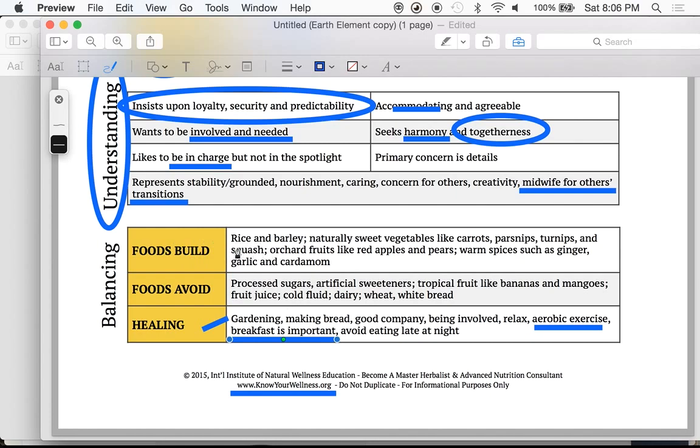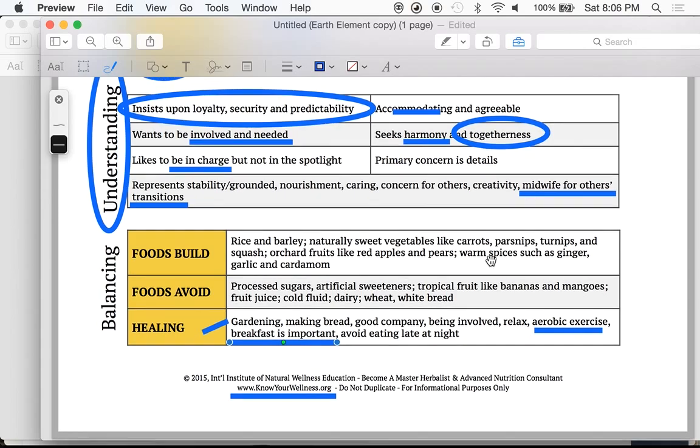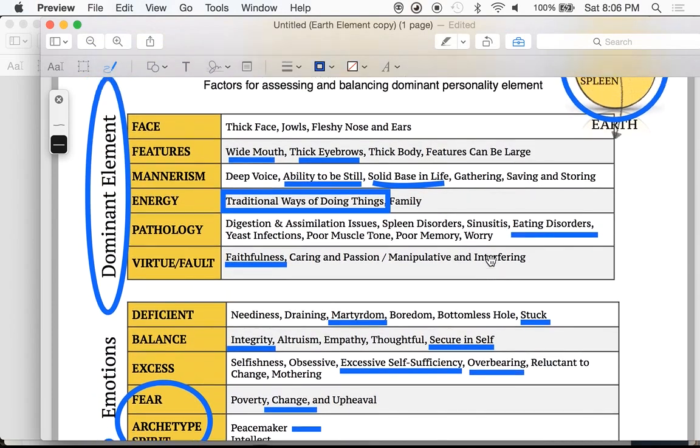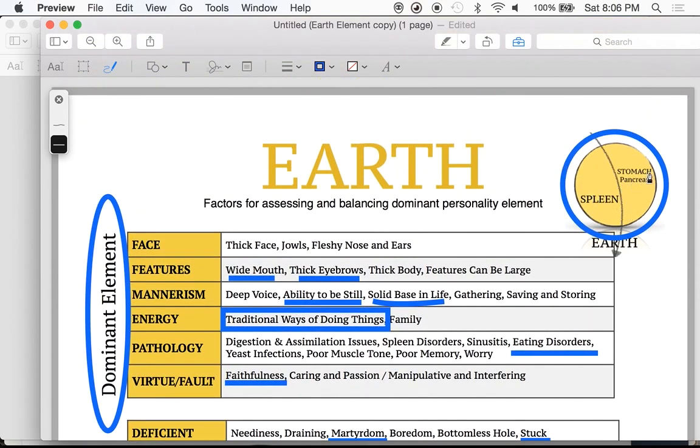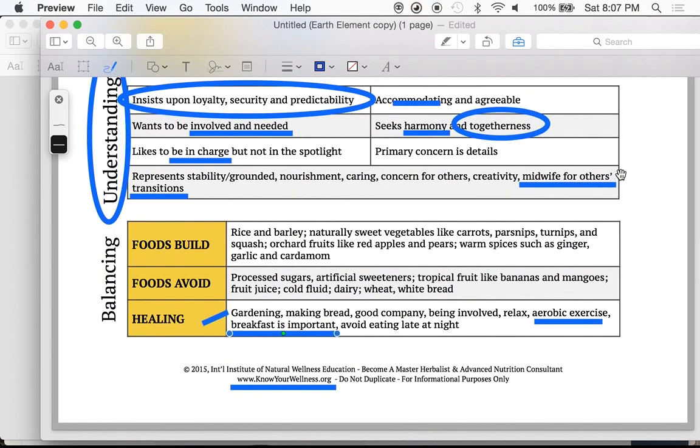Now, foods that are really good are going to be your rices, brown rices and quinoas and barley. Naturally sweet vegetables like carrots, parsnips, turnips, squash, orchard fruit like red apples and pears, warm spices such as ginger. Now, you think of that in traditional or Western herbology. This is all Chinese medicine, but in Western herbology, ginger is one of the most common things that we talk about for stomach imbalance, for nourishing and strengthening the stomach. So you start to see the logical crossover. Garlic's another one, cardamom. Again, things that we would normally see for nourishing the stomach are also listed here, as foods to eat and build.